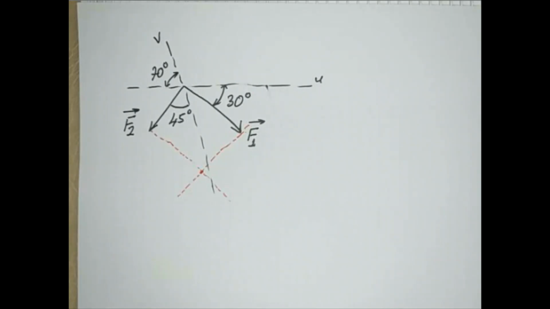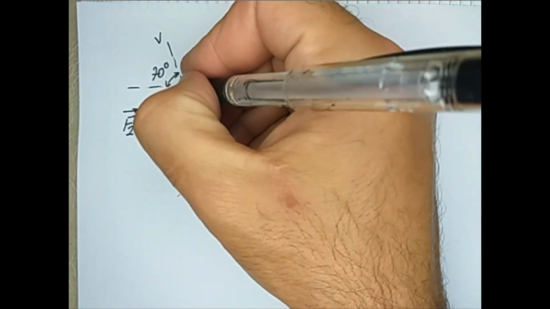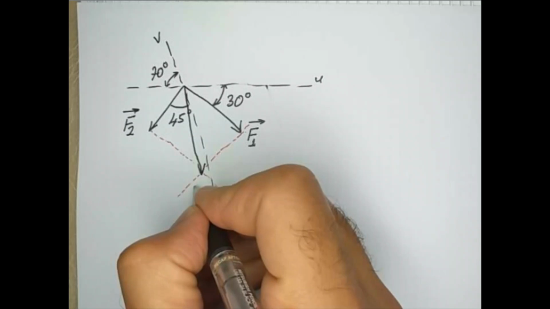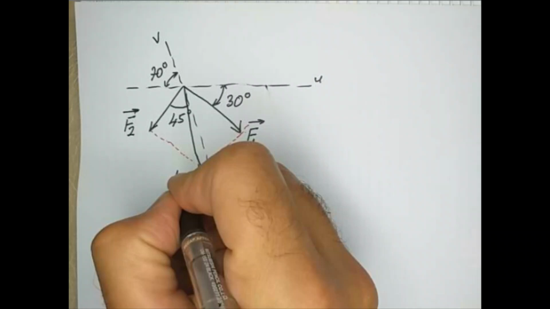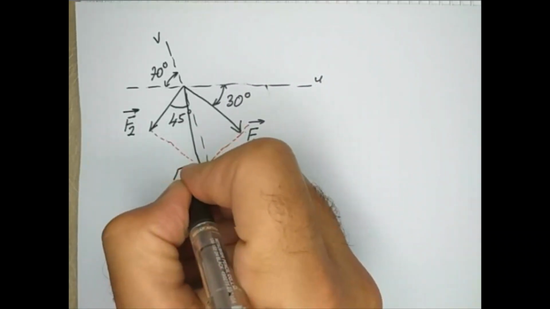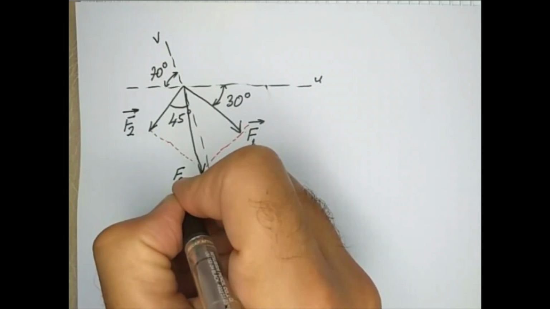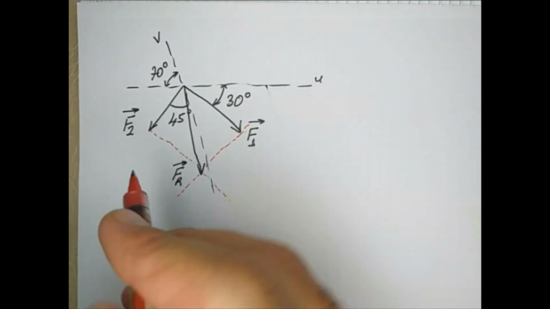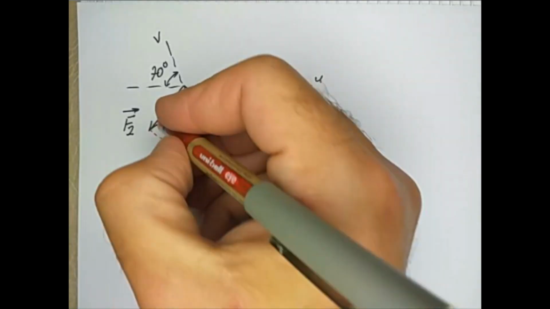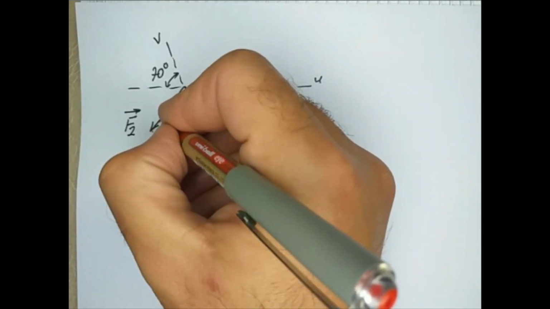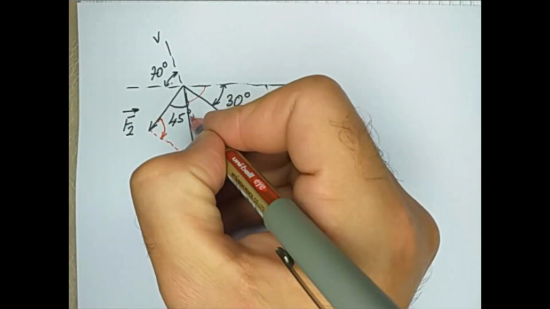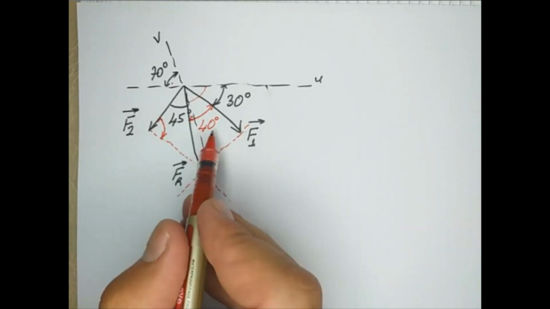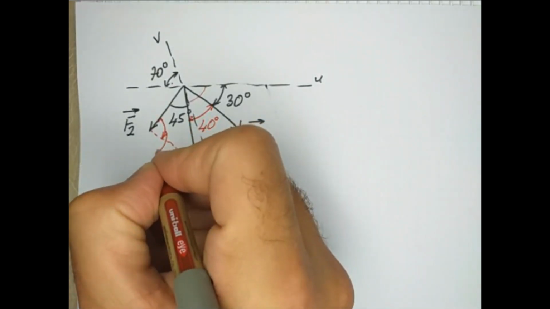Now the point is this: I know that this length is equal to the magnitude of F1, and I need to find out this angle. Of course, when this angle is 70 degrees, this angle is 70 as well, and this makes this angle 40 degrees, and the total makes 85. Therefore, this angle, let's say this is theta, is 95 degrees.